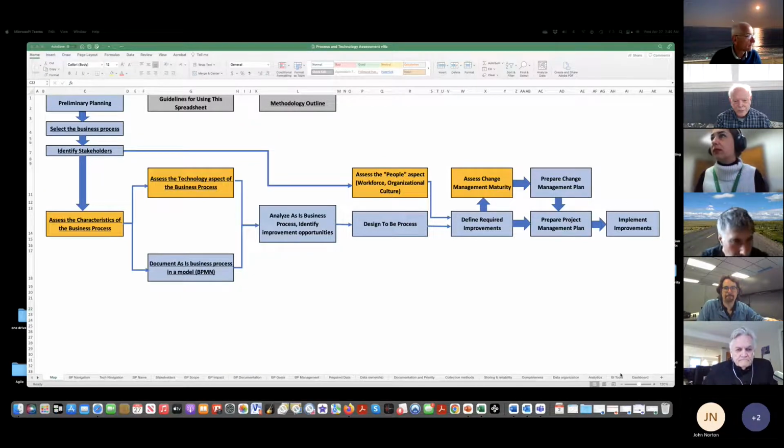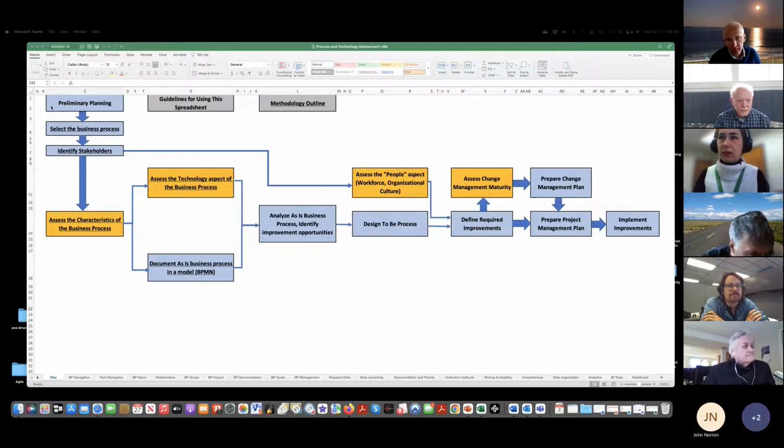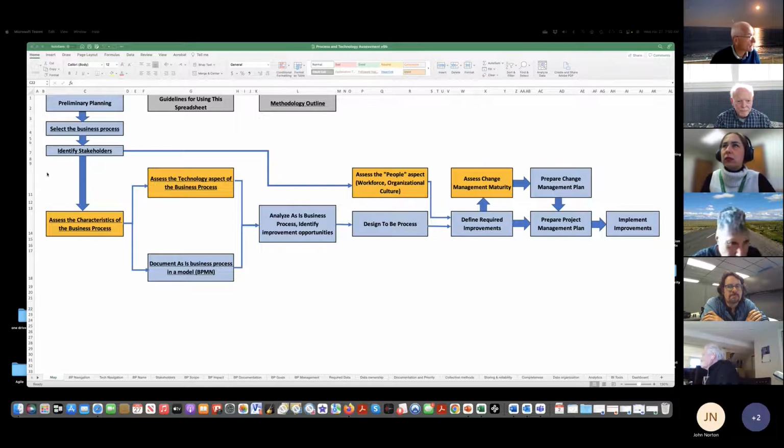It's there. Yep. So these are the steps as far as the assessment is concerned, in these orange boxes. And like Scott says, it's in a spreadsheet that is posted, and it's kind of still a work in progress. So it would start with preliminary planning. The idea is that we will also provide guidelines for how to use this spreadsheet. So this preliminary planning will include selecting the business process and identifying the stakeholders, and then finding out in this box a little bit about what this business process is about.